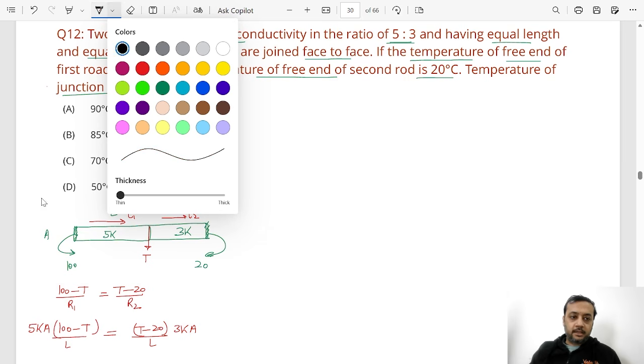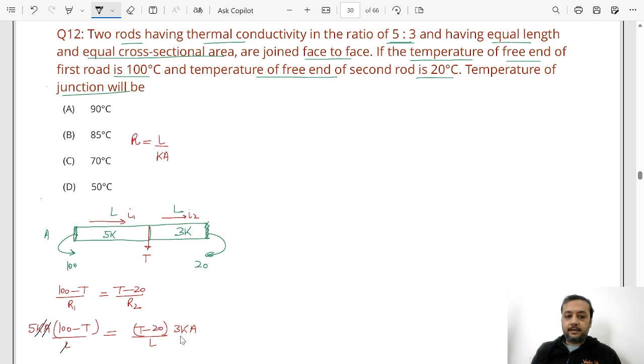All right. So from here you can see that K, A, L will get cancelled. 5 into 100 will become 500 minus 5T. That will be 3T minus 20 into 3, which is 60. So 8T will become how much? 560. So T becomes 70 degrees Celsius. So option C will be the correct answer for this question. Very, very straightforward procedural question.